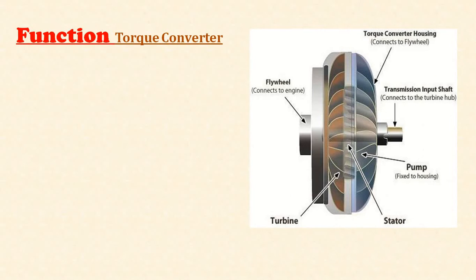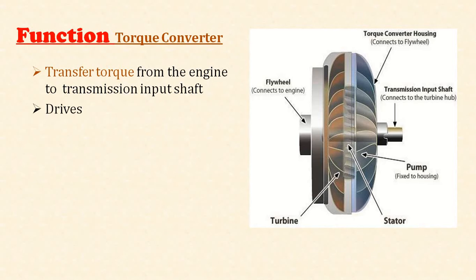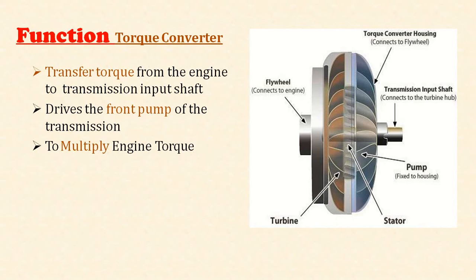Function of the torque converter. The figure shows the torque converter. The first function is to transfer torque from the engine to the transmission input shaft. Second, it drives the front pump of the transmission, and third, it multiplies the engine torque.